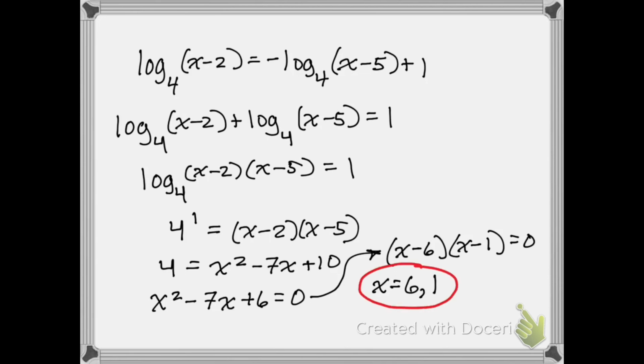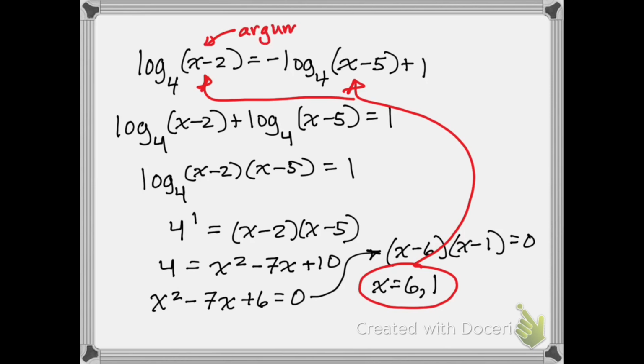We've got to check if these are in the domain. I've got to make sure that that will work here and here. What I'm really looking for is, will I end up with a negative argument? The term argument refers to this part of the expression. And what I want to know is, is the argument negative? Because if the argument is negative, I can't do that.